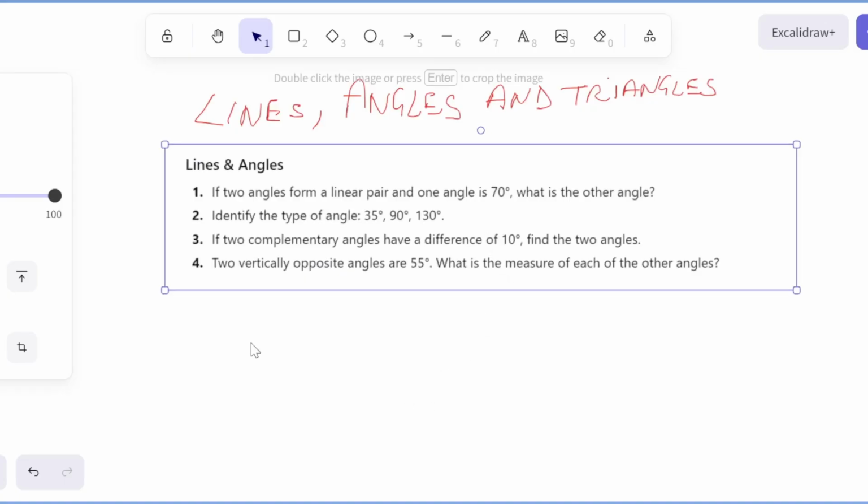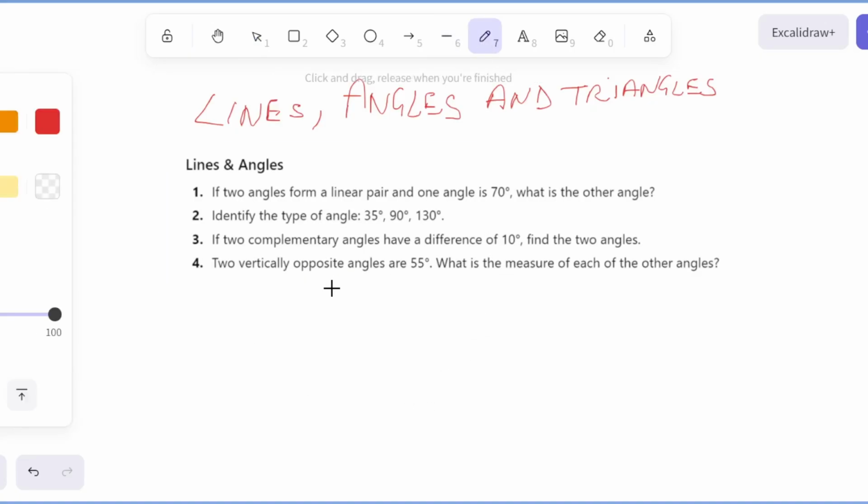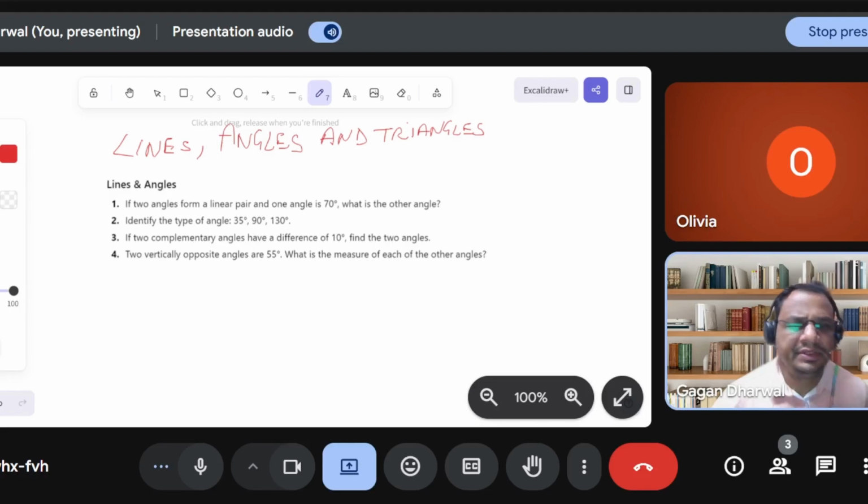Okay. If we read the first question: if two angles form a linear pair and one angle is 70 degrees, what will be the other angle? As I just told in the beginning, you will be given a straight line. One of the angles will be given and you have to find out the other. So how will you do this one, Olivia?